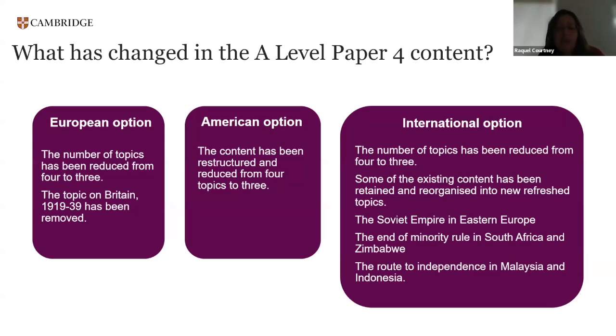The American option, again, we have streamlined topics, reducing the topics from 4 to 3. And in the international option, in addition to reducing the topics from 4 to 3, some of the existing content has been retained and reorganized into new refreshed topics. The 3 new topics are the Soviet Empire in Eastern Europe, the end of minority rule in South Africa and Zimbabwe, and the route to independence in Malaysia and Indonesia.